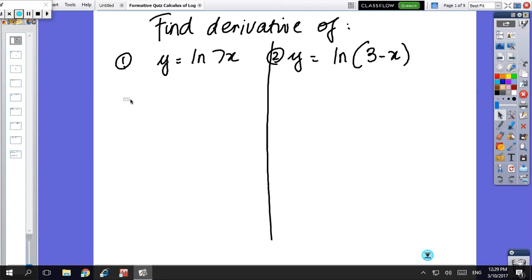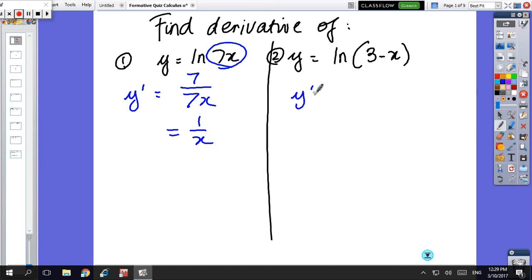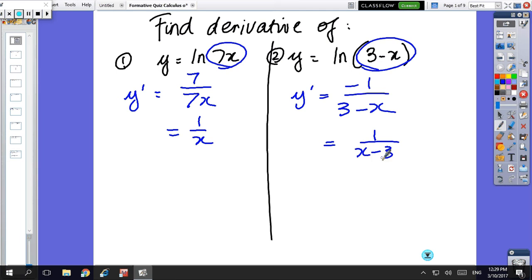Okay, so the first one. So we've got y dash equals, the derivative of the function is 7, the function is 7x, and then just cancel down. Okay, next one, the derivative of 3 minus x is minus 1 divided by the function 3 minus x, and leave it like that. It's not wrong if you want to get rid of the negative sign and switch the bottom, but both answers are okay. Okay, so let's move on.